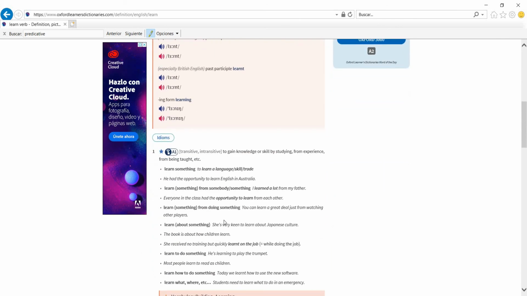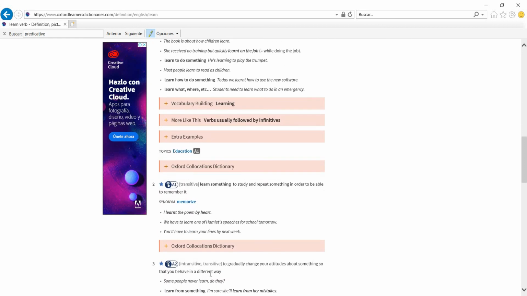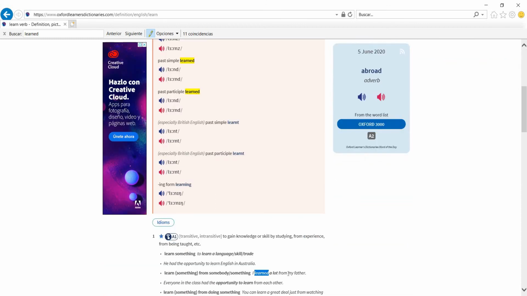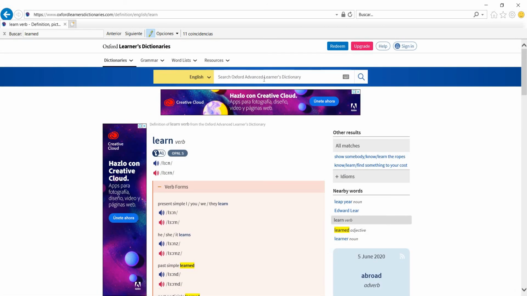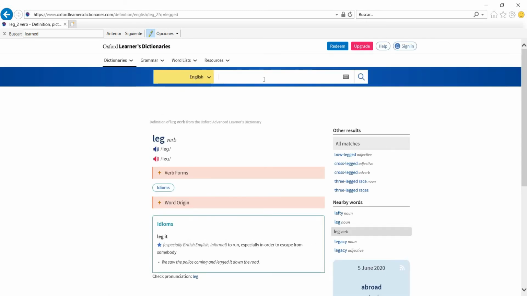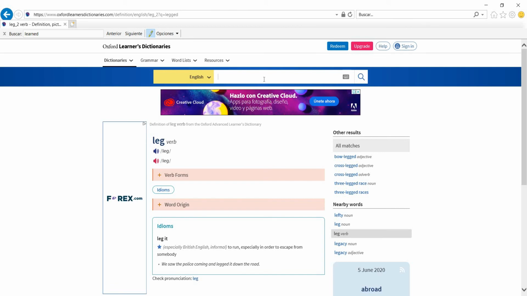So here, well, no examples in the past. Always with learned. Let's see. I doubt they will use one. There it is. I learned a lot from my father, right? Okay, let's go to the next one, which is a combination with legged or legged. Usually when numbers are mentioned, it's legged, but let's see.